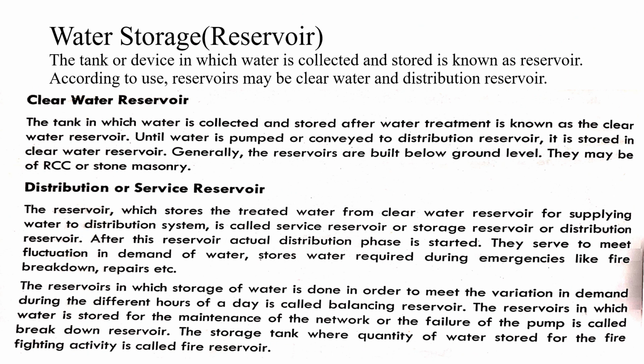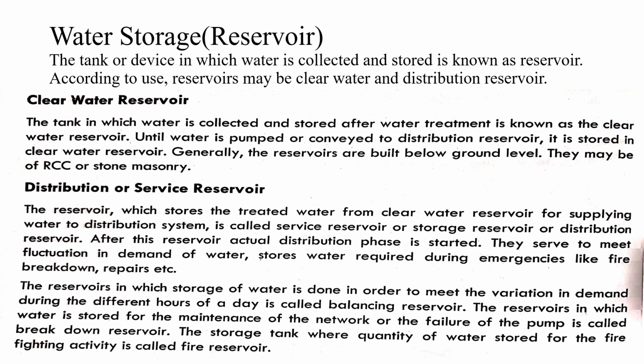Water storage or reservoir. The tank or device in which water is collected and stored is called a reservoir. There are two types of reservoir: clear water and service. Clear water is the first storage, which is directly connected to the water treatment, right? After the water is treated, it is collected in a clear water reservoir. Until water is pumped or conveyed to the distribution chamber, it is stored in this, and it may be stone masonry or RCC, right?